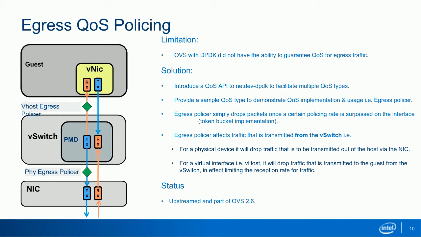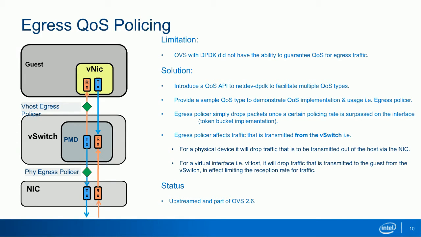That's where the packets will be dropped. When we talk about doing egress policing in terms of a virtual port or virtual NIC, essentially this will be traffic that is being sent to the guest, or the virtual port that's on the guest. And so by policing that, you're essentially policing the receive rate of that interface from the guest point of view.